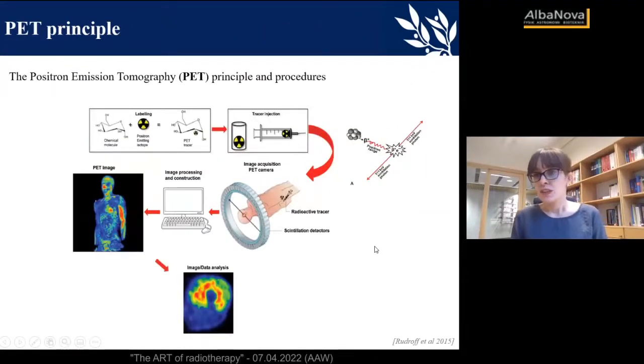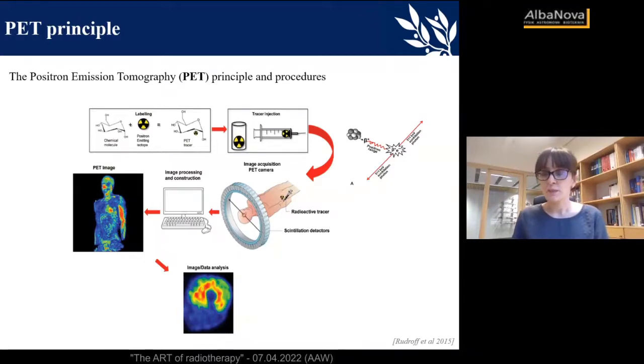I mentioned functional imaging now, and you might wonder what is functional imaging, or what are the techniques that allow us to get this functional and biological information about the target. One of the imaging modalities that can be used to have information about the biology of the tumor is the so-called positron emission tomography, which is a very well-known technique in nuclear medicine and used for diagnostics, for example.